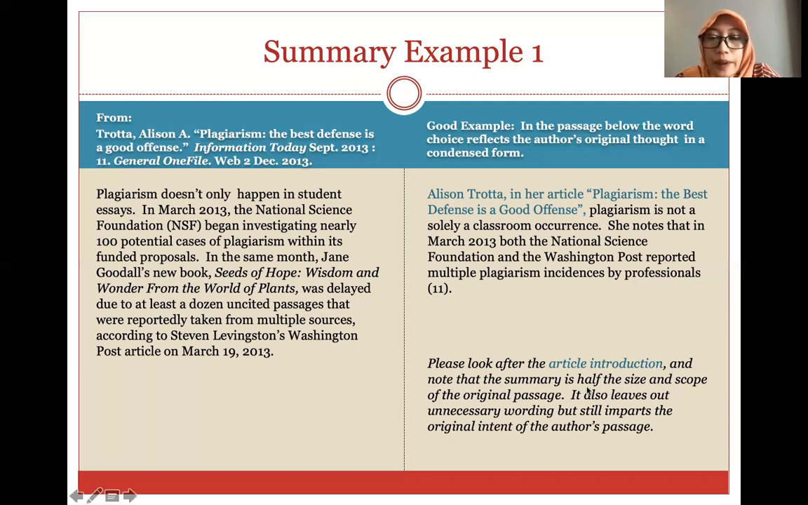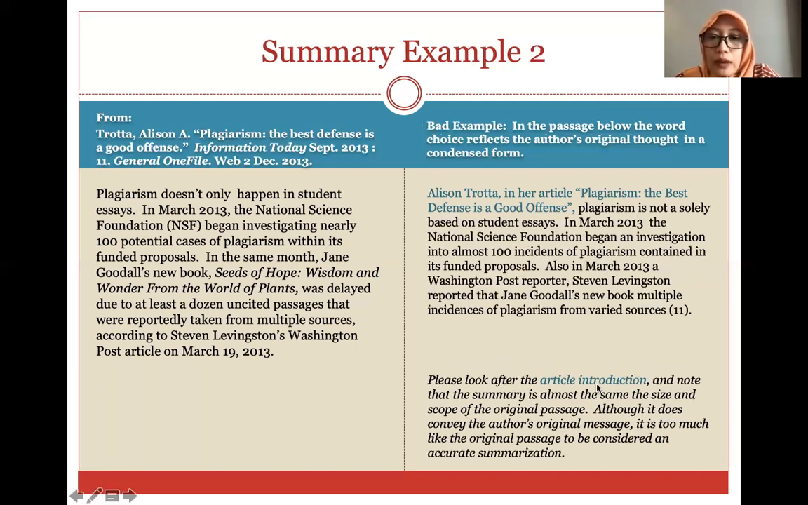Now let's compare with the bad example. Nah, dari vision test kita lihat hanya berkurang beberapa 1, 2, 3 rows. Nah, hampir sama dengan teks aslinya. Jadi hasil vision testnya saja sudah terlihat jelas bahwa it is not summarizing ya.